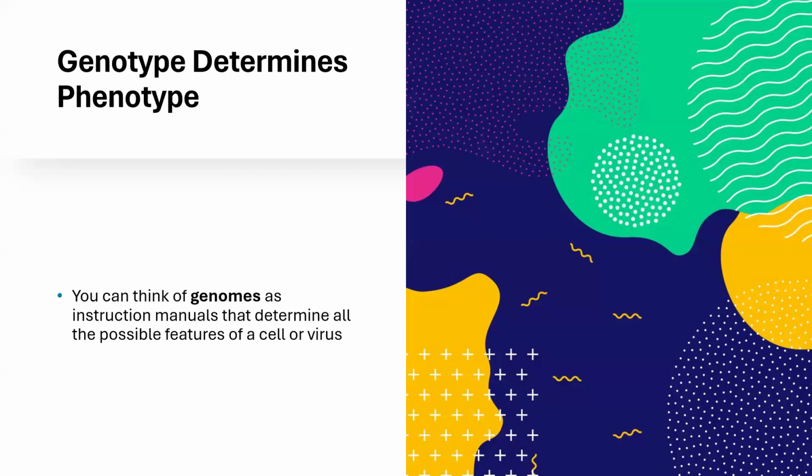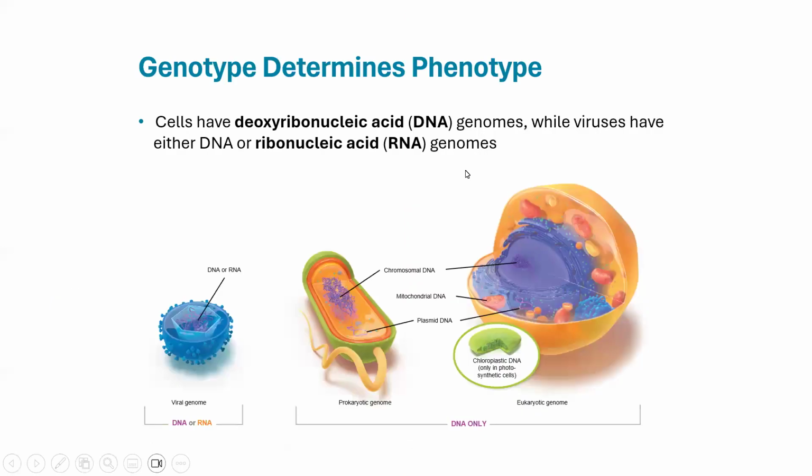You can think of genomes as being instruction manuals. These are going to have all the possible features of an individual cell or a virus, and they're going to be determined by your genome. All cells have a DNA genome, while viruses can either have DNA or RNA genomes.